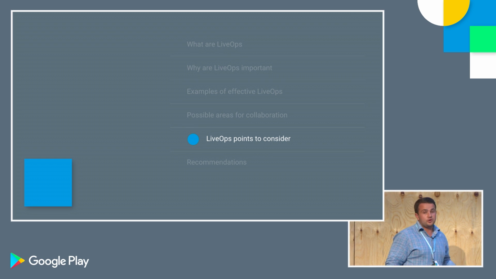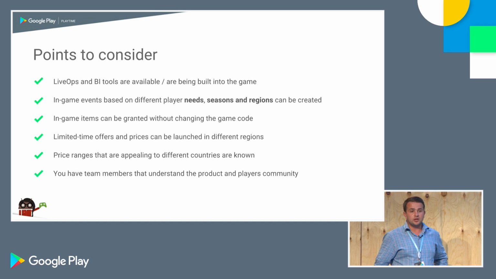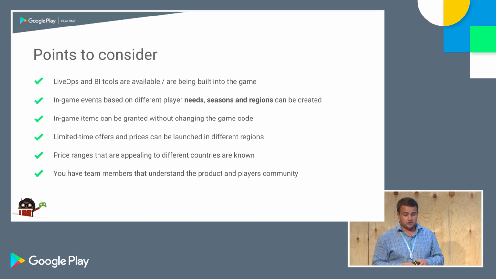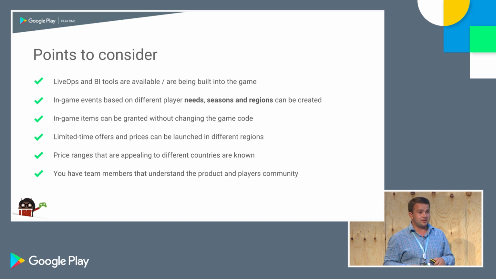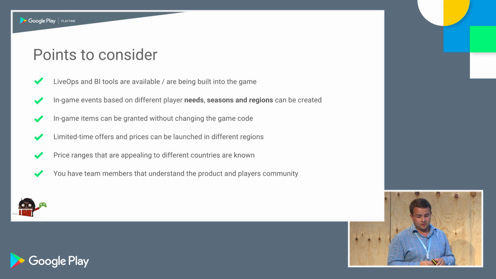Then the points that you have to consider is, again, just a kind of wrap up. What is important when it comes to LiveOps is obviously knowing what kind of tools you have for running LiveOps inside your game. If you are in the process of developing a new product, you should certainly make sure that you have the possibility to create events based on different players' needs, on different seasons, on different regions. That you have the possibility to grant or activate items inside your product without patching it. That you can know what offers are relevant to different regions, and you know what the best price points are for the people who are likely to buy something in your game. And that you also have team members that understand the product and can work with the community.